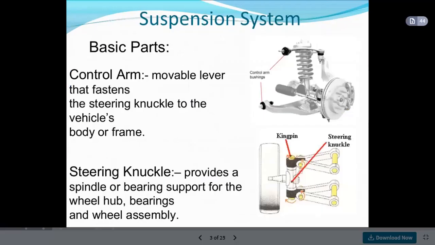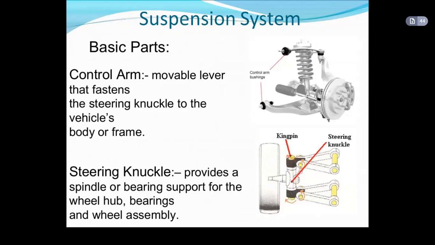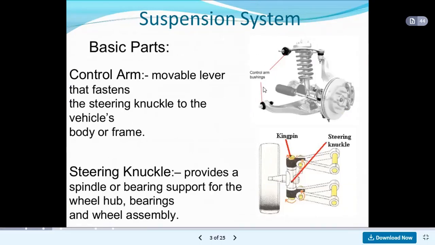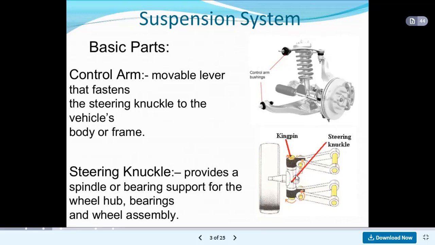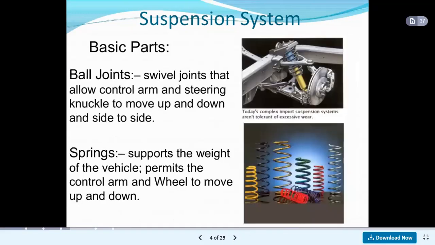Then the basic parts, if we see, the control arm is provided. So see this diagram first. This is called the control arm bushing, and this part is the control arm. This is a movable lever that fastens the steering knuckle to join the vehicle's body or frame. Then the steering knuckle is also available. So see here, this is the steering knuckle, this is the kingpin. The steering knuckle provides a spindle or bearing support for the wheel hub, bearings, and wheel assembly.